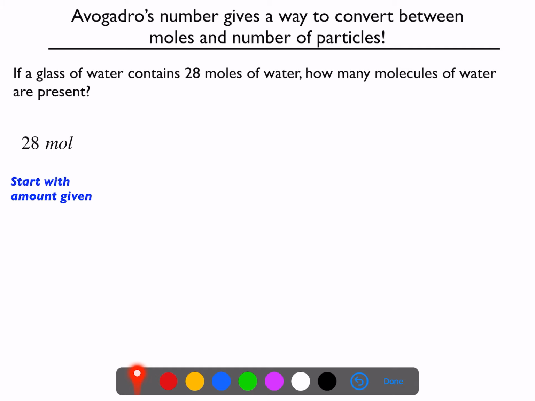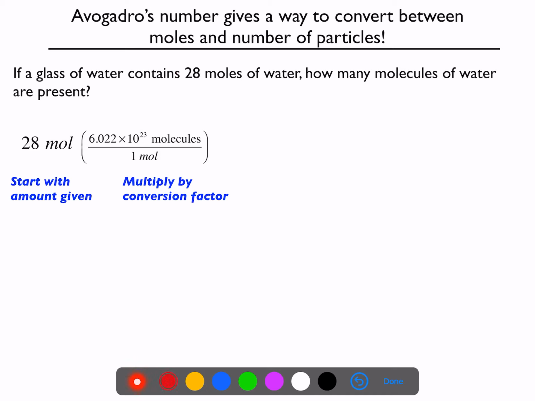And we're going to multiply by a conversion factor. And that conversion factor is Avogadro's number. Now notice how I set this up. We want to end up with the units of molecules. And so we're starting with moles, so we want moles to cross off, so I set it up so I'm multiplying by Avogadro's number. So moles is on the bottom, crosses out my starting moles, and we end up with 1.7 times 10 to the 25th water molecules.